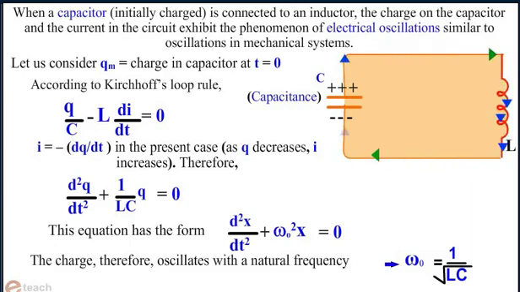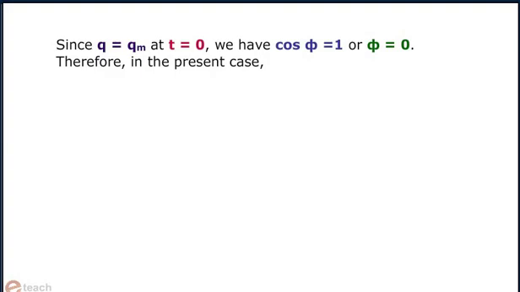The charge therefore oscillates with the natural frequency omega naught equals 1 by root over LC and varies sinusoidally with time as Qm cos(omega naught t plus phi). Since Q equals Qm at t equals 0, we have cos phi equals 1 or phi equals 0. Now as phi equals 0, the equation reduces to Qm cos omega naught t.